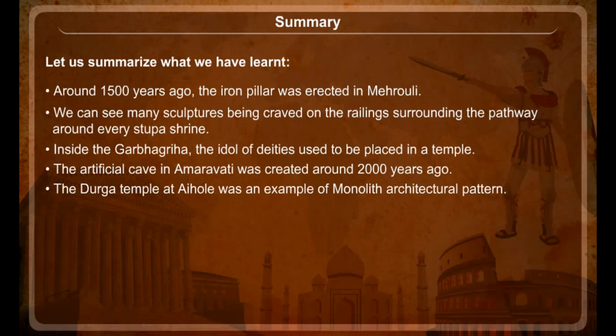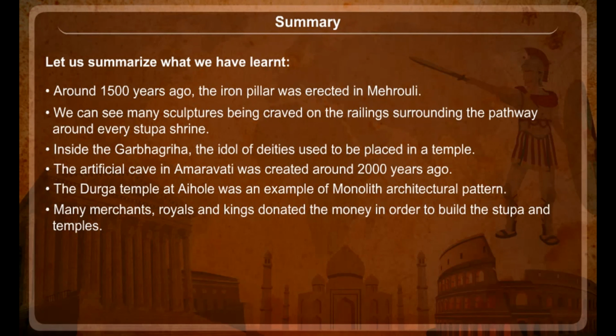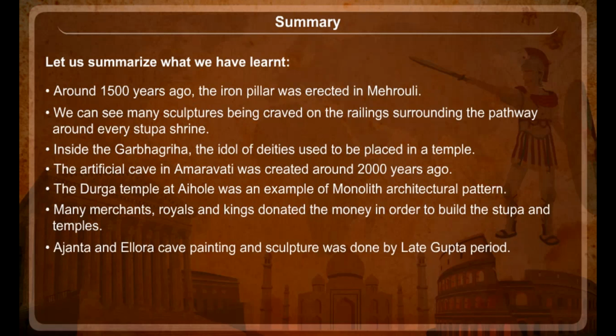The Durga temple at Aihole was an example of monolith architectural pattern. Many merchants, royals and kings donated money in order to build the stupas and temples. Ajanta and Ellora cave painting and sculpture was done by the late Gupta period.